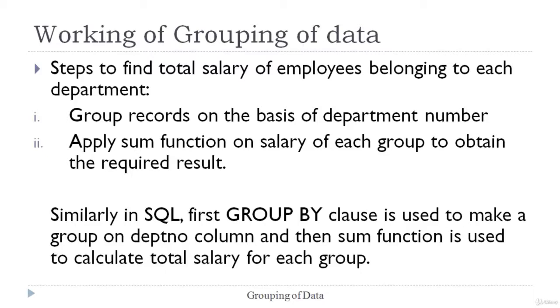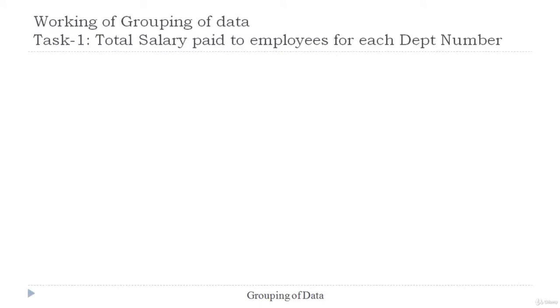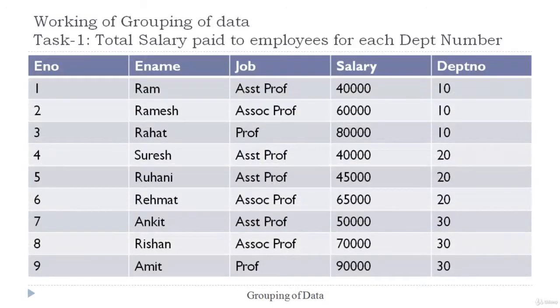And then some function is applied on salary field to display total salary for each department. To illustrate this concept, let's find total salary paid to employees for each department for employee database. Here we have 5 columns with employee number, e-name, job, salary, and department number. And we have 9 records in this database.